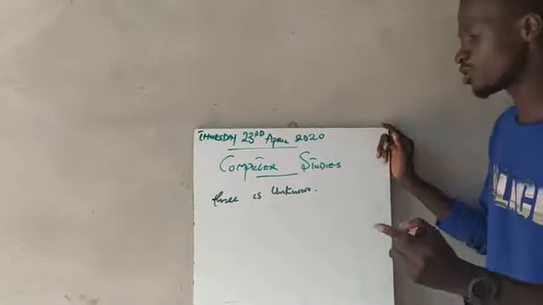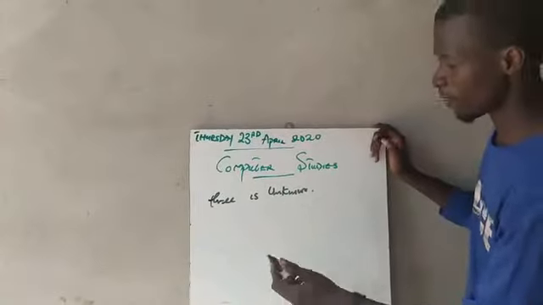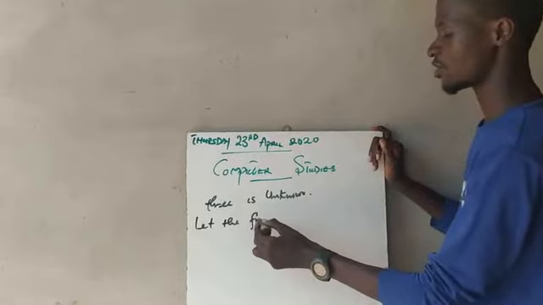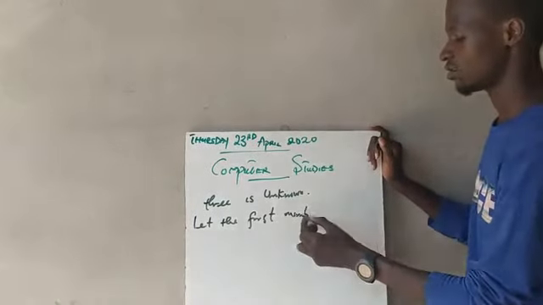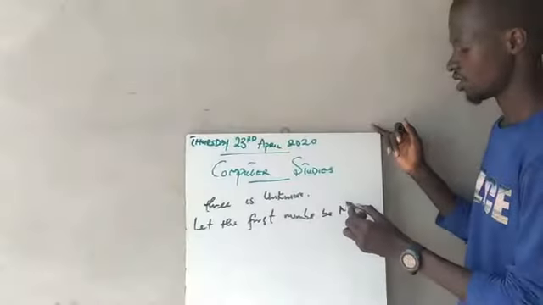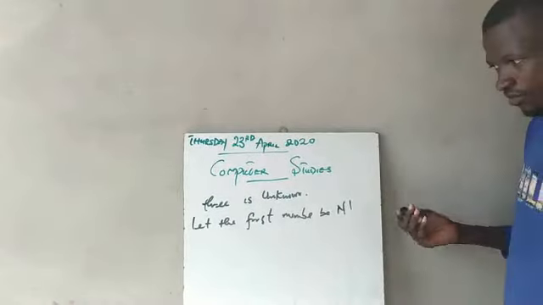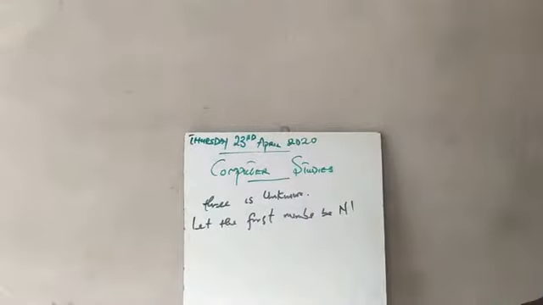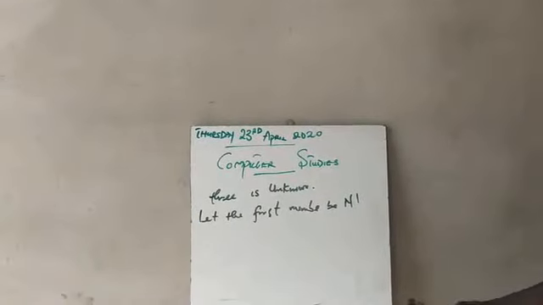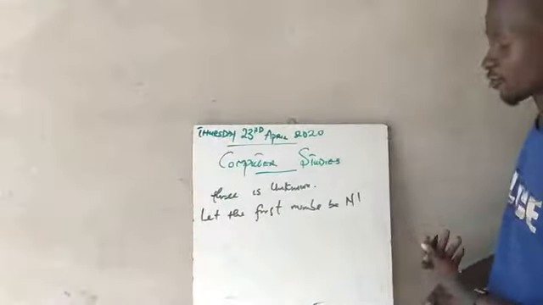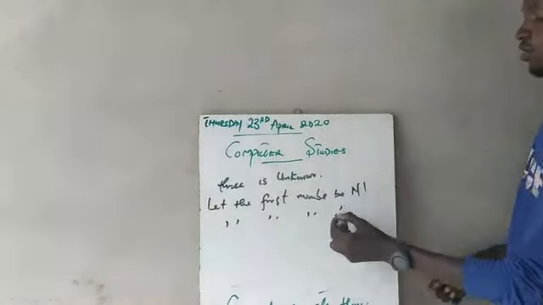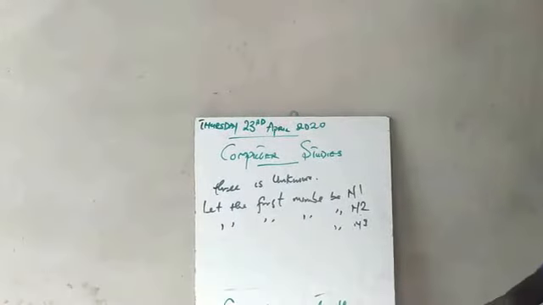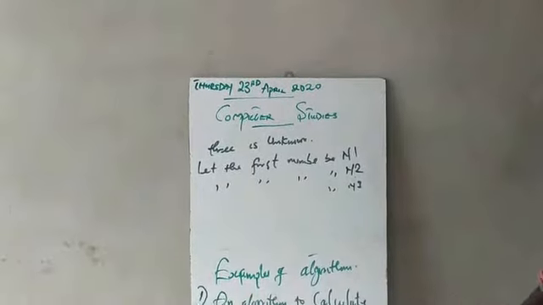So what we are going to do now is, you can just name the first number. Let the first number be n1. Am I communicating? Since the numbers are unknown, the question says an algorithm to calculate average of three numbers. So we say let the first one be n1, then the second one n2, and the third one n3. So these are the steps, the procedure that we take in order to find the average of three numbers.